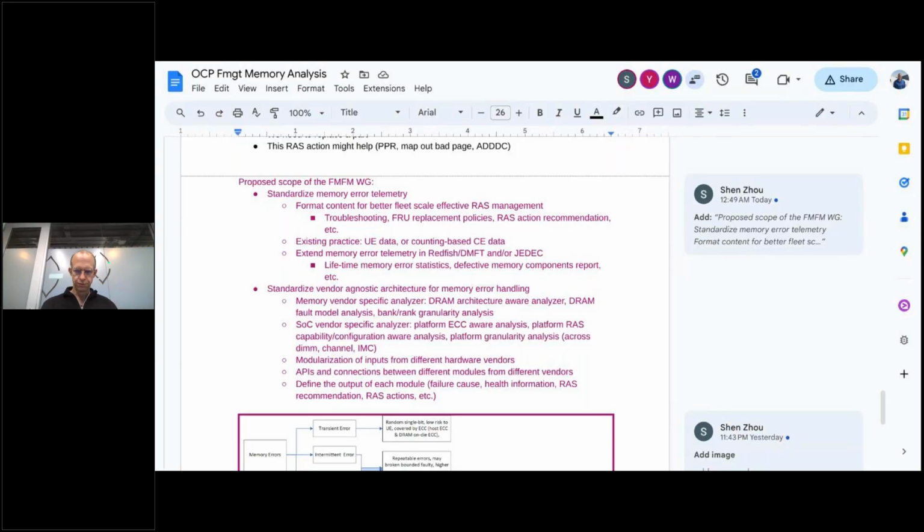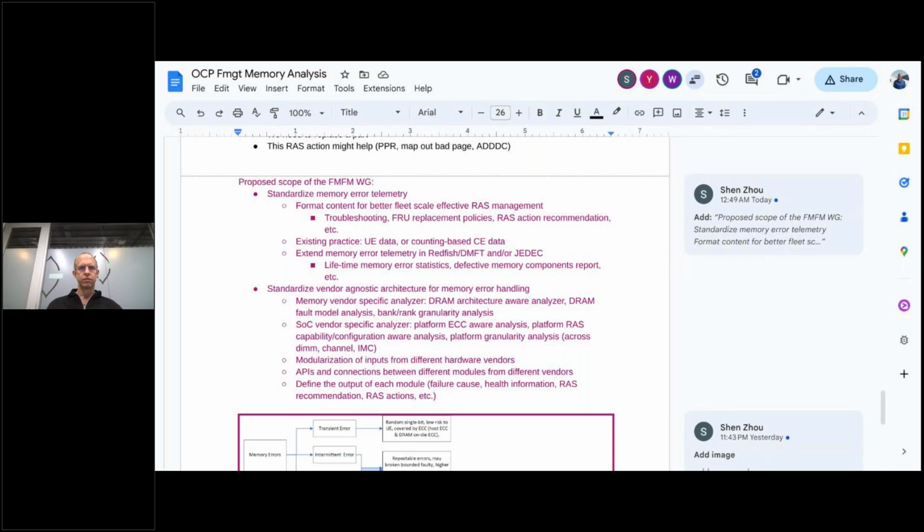The second part of the analyzer could be the SoC or CPU vendor specific analyzer. That knowledge depends highly on the platform ECC: given a certain memory fault, how likely it is to become a UE or CE at the platform level. That will be linked to the platform RAS capability and configuration, and will be a cross-platform level analysis. We can use that work group to modularize the inputs from the different vendors for the different modules and define the API across the different components.